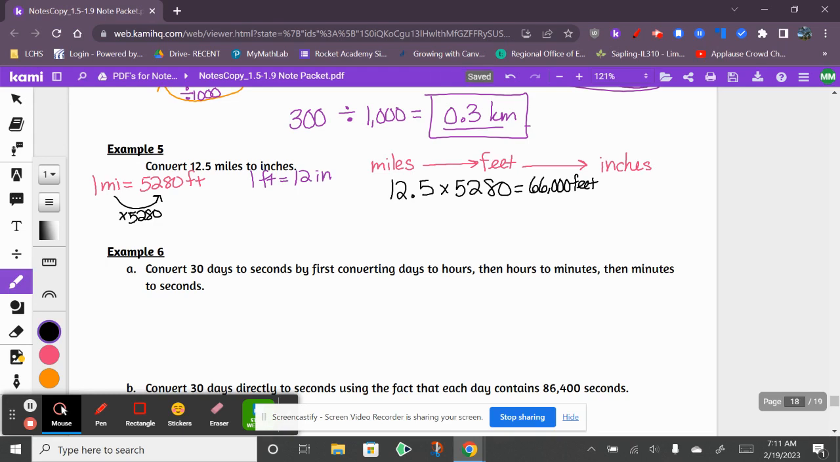But now I need to get it into inches. So to go from feet to inches, I'm going from 1 to 12. So I'm going to multiply. So 1 times 12. So we're going to take that times 12, and we get 792,000 inches.